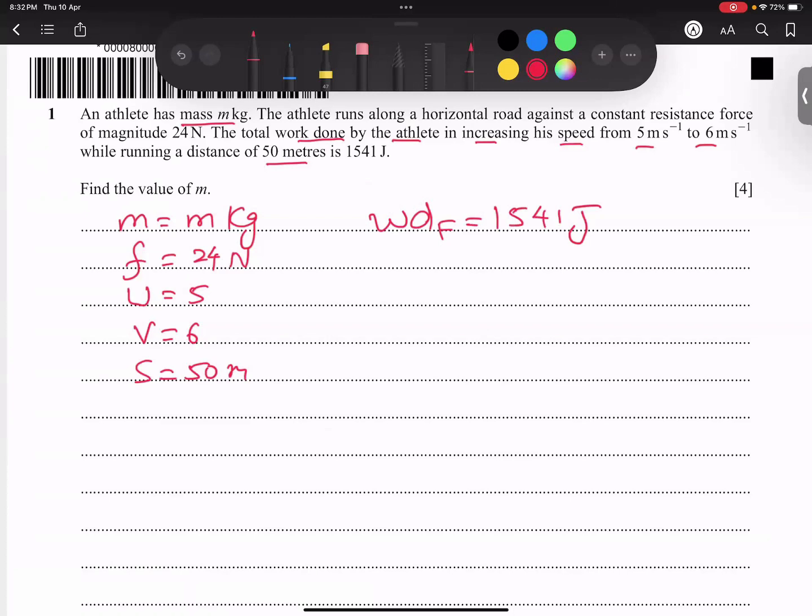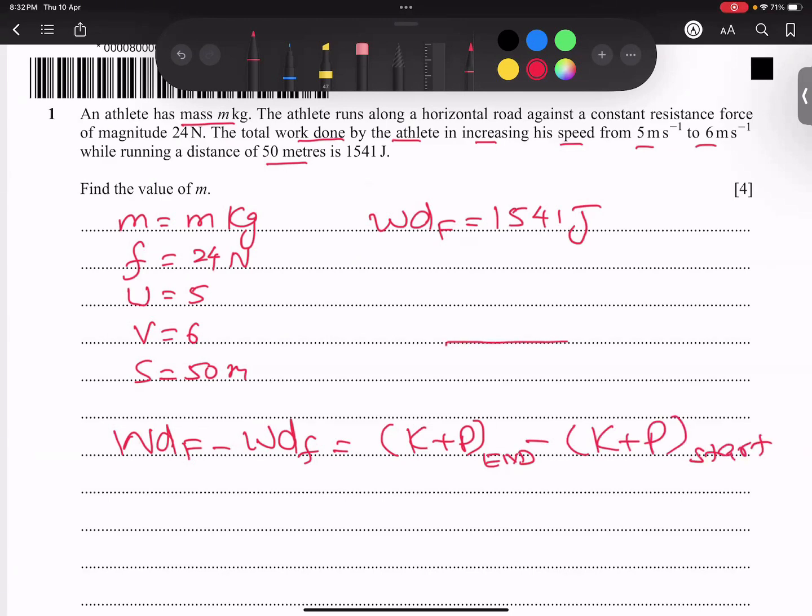So we need to find the mass, and we have a special formula. Work done by the applied force, minus work done by the frictional force, equals kinetic energy plus potential energy at the end point, minus kinetic plus potential energy at the starting point. I call it the magic formula. But he is moving horizontally, on a horizontal straight road, not inclined. So the potential energy at the two points will be equal, and because of the negative sign in the middle they cancel out. We will not waste our time finding this.